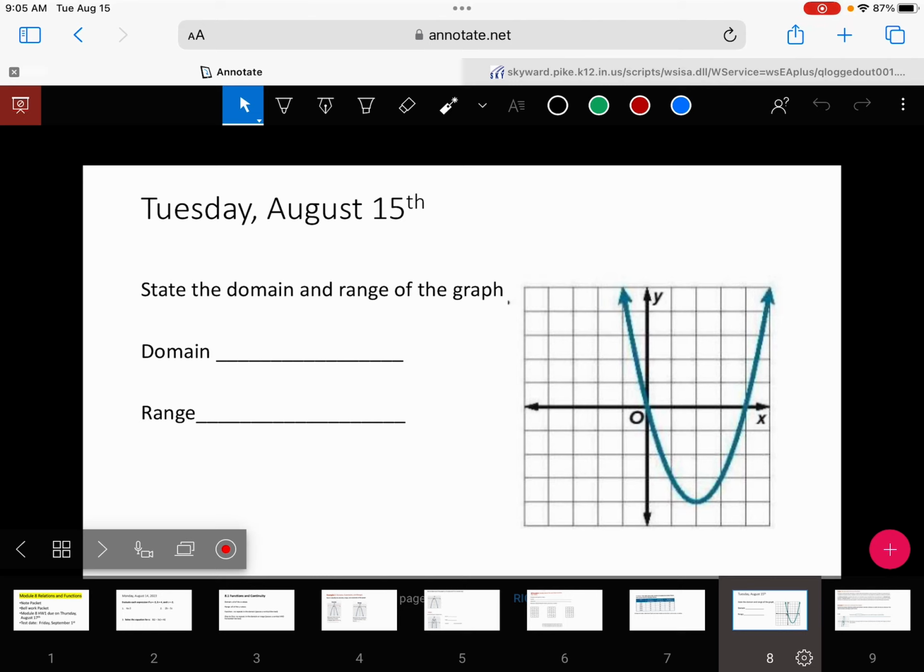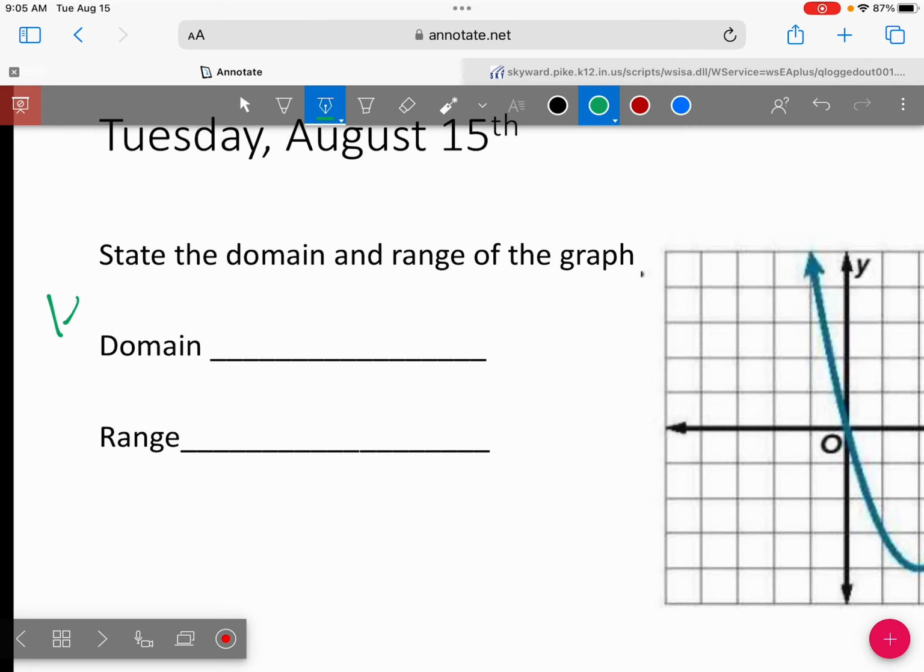Thank you. Today we're going to review domain and range. So if you look at your bell work packet, in the second box has this graph. When you're looking at domain, you're looking at the arrows going left and right. So domain is left and right. Because I have an arrow that goes left and right, my domain is all real numbers.